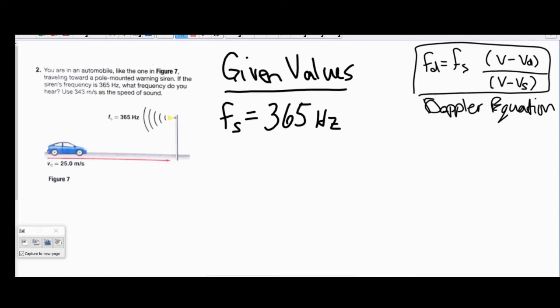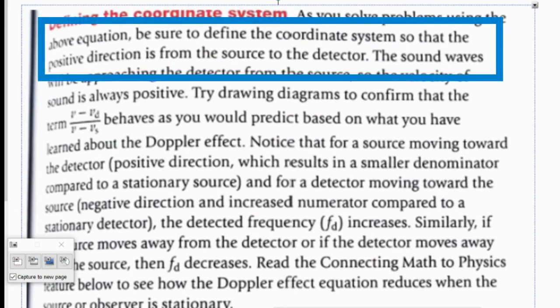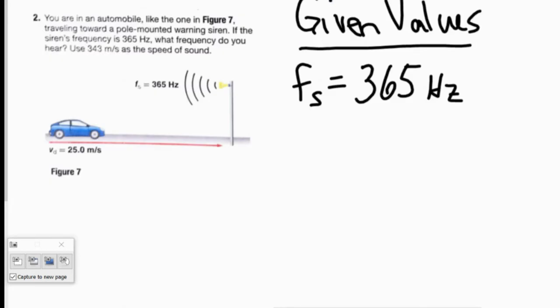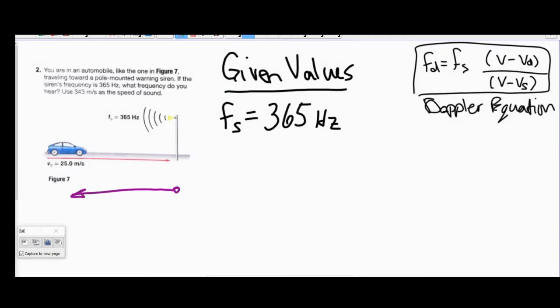Now, one thing that we might have read about earlier is that as we solve problems using the above equation, be sure to define the coordinate system so that the positive direction is from the source to the detector. So that is to say that anything that is traveling from the source towards the detector will have a positive value. Anything that is traveling in the opposite direction will have a negative value. We'll notice in this case, our car is traveling towards the detector, which means it will have a negative value to it.